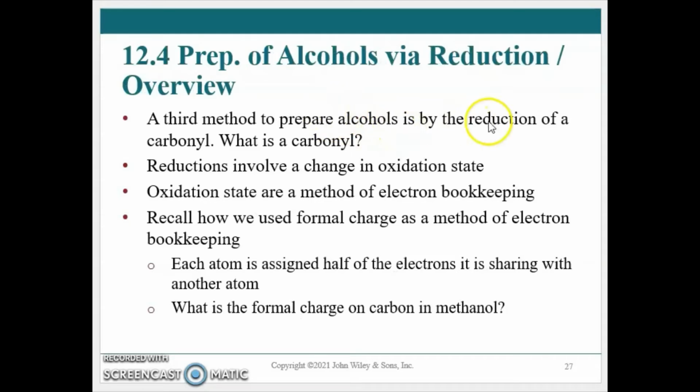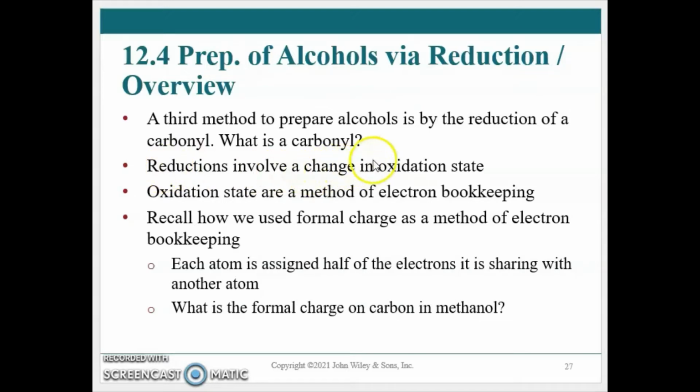A third method to prepare an alcohol is by the reduction of a carbonyl. You'll recall that a carbonyl is a carbon doubly bonded to oxygen, present in a ketone. It could be an aldehyde, in an ester, and in carboxylic acids. So what is a carbonyl?